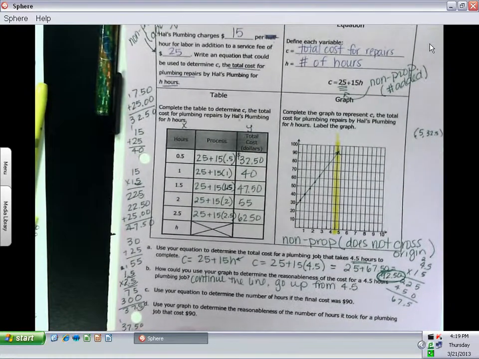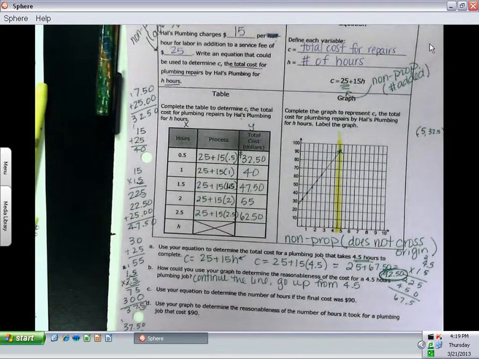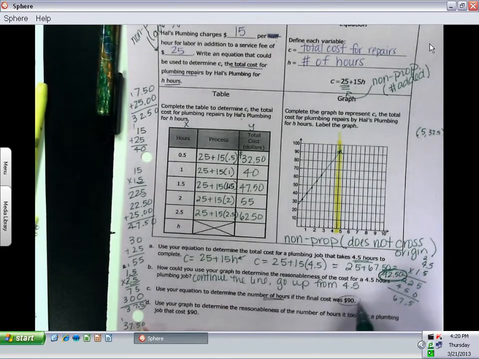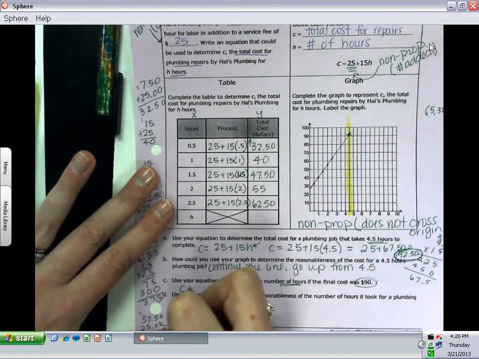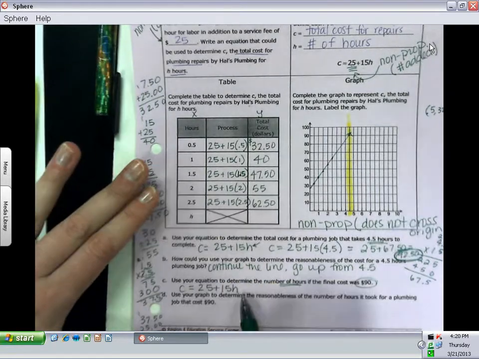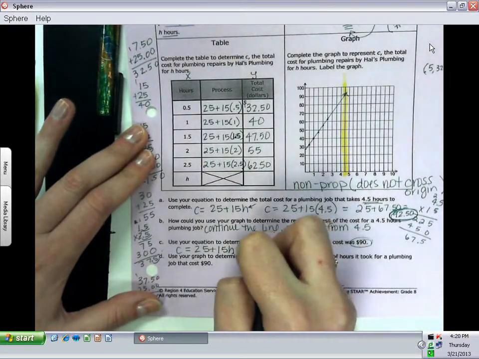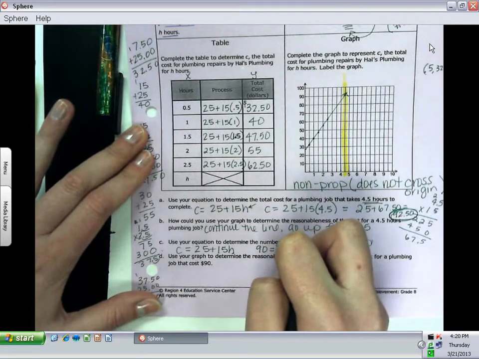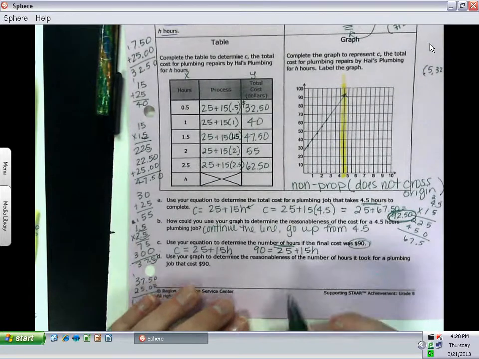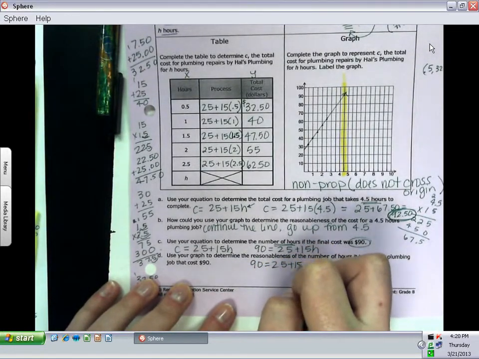Alright, question C. Use your equation to determine the number of hours if the final cost was $90. This time they're looking for hours and they give you the cost. So it's C equals 25 plus 15H. Instead of substituting in for your H here, you are going to substitute in for C. So it's 90 equals 25 plus 15H. And there's not much space there, so if you want to go down to the bottom and rewrite it, that might help.